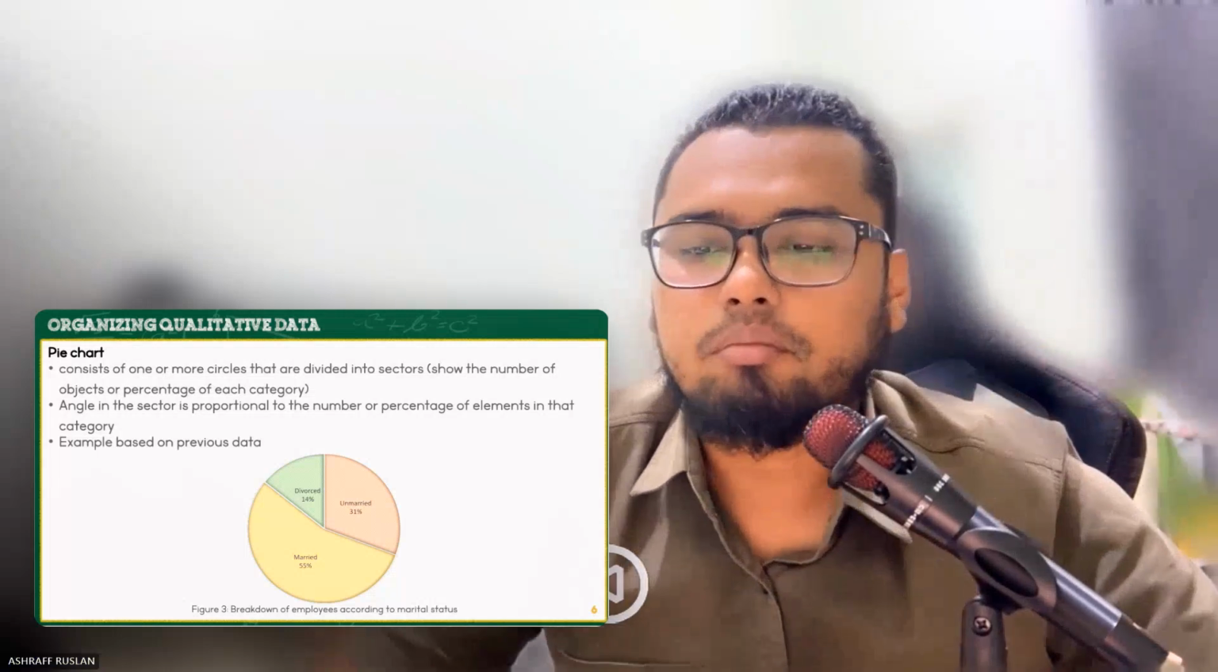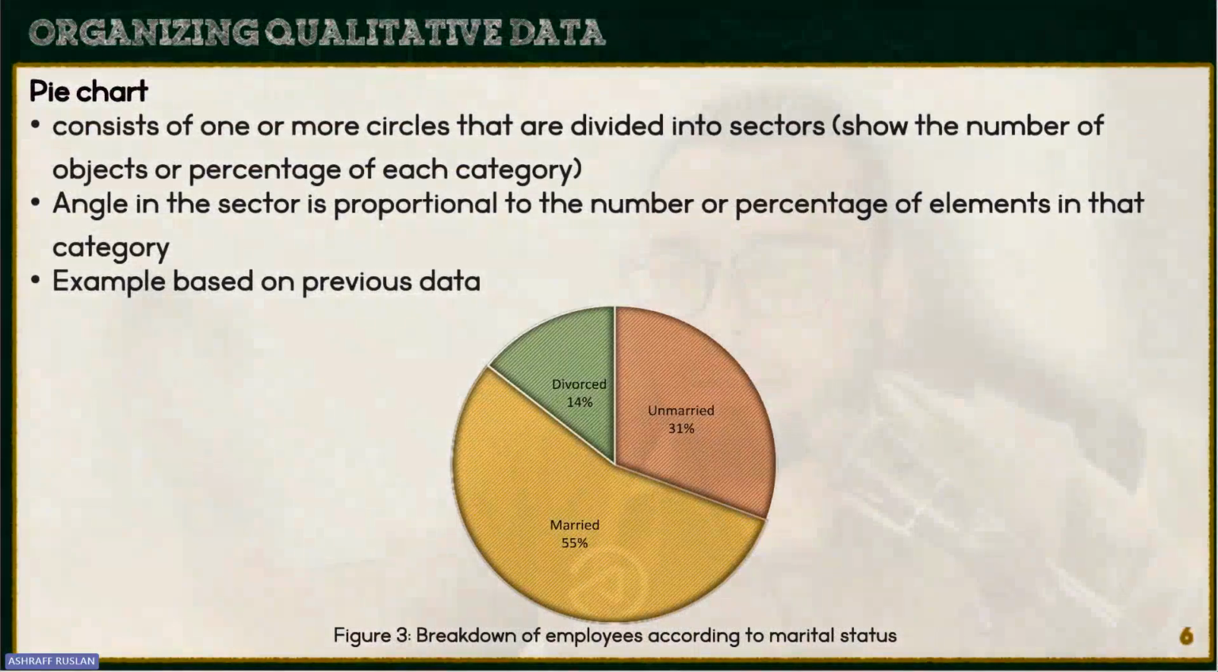So kalau kita tengok kat sini, pecahan ataupun slice di dalam pie chart ni adalah based on kategori yang kita ada. Kalau kita ada 3 kategori, then kita ada 3 slice sahajalah. Alright, if we have more, then we are going to have more. The angle in the sector is proportional to the number or percentage of elements in that category.